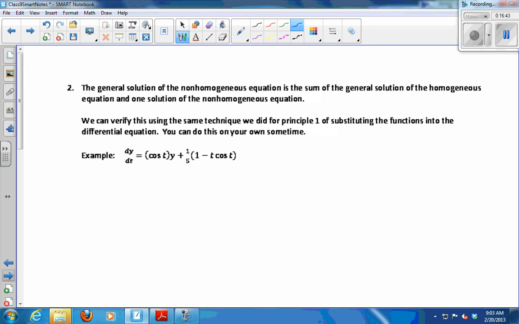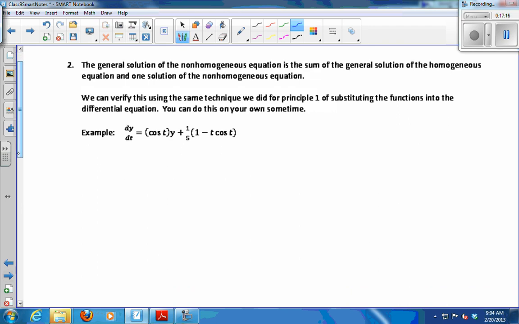You only need one. You don't need the most general one. You just need any function that will make that differential equation true will serve. And if you add that to the general solution of the associated homogeneous equation, you get the general solution of the non-homogeneous. You can verify it using the same technique that we used for principle 1. I'm going to let you do it on your own sometime. We're just going to practice using this.